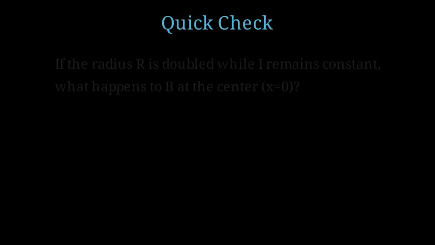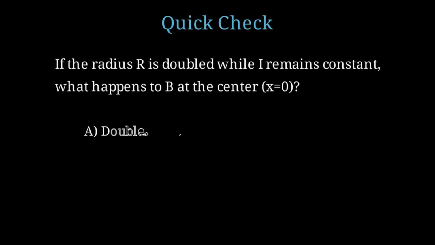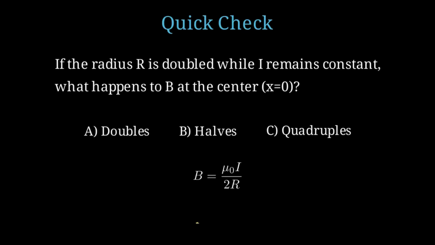Quick question: if we double the radius of the loop while keeping the current the same, what happens to the field at the center? Since B is inversely proportional to r, the field strength would be halved.